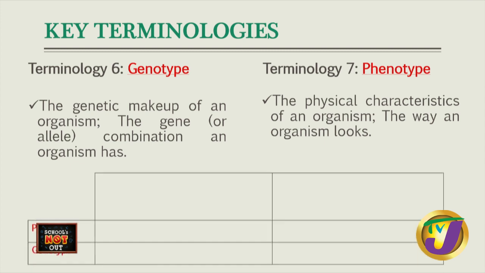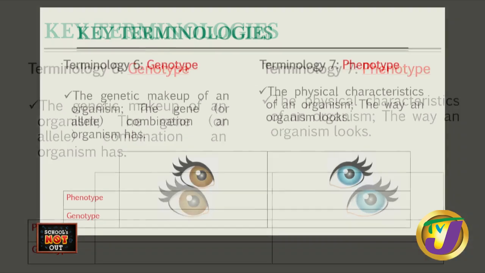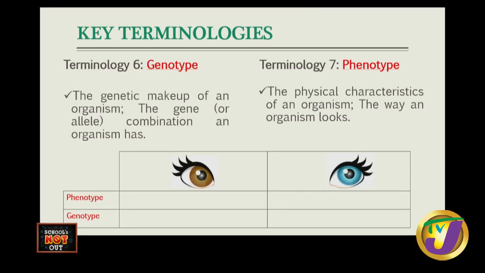Let's look at an example. We have this color eyes, this color there. What would be the phenotype? We're saying phenotype is what is physically expressed. So when you look at an individual, what you see is their phenotype. So in this case, I'm looking at Roy. Roy has brown eyes. That is his phenotype. We're looking at Mary. Mary has blue eyes. So that would be her phenotype.